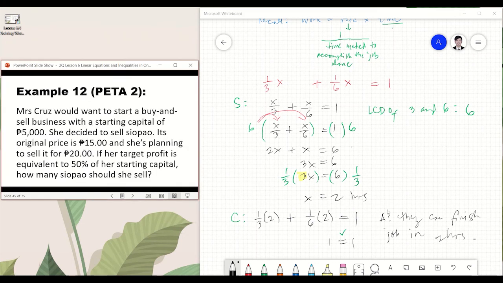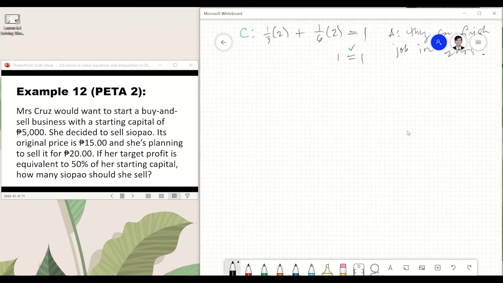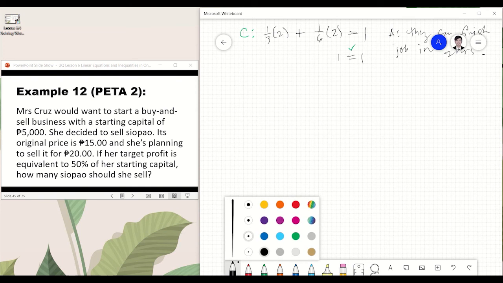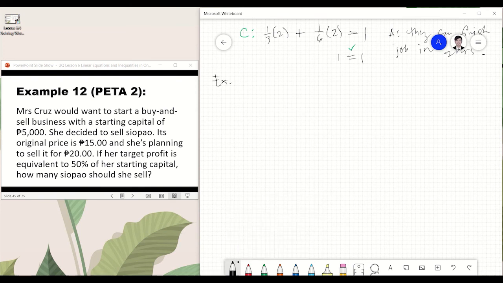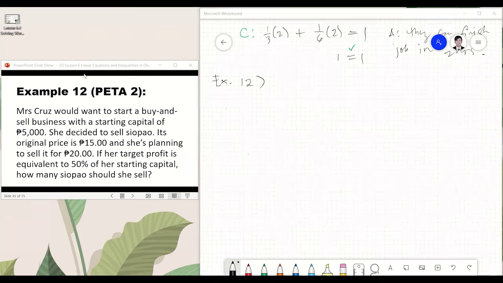Okay, let's continue with example 12. Example 12 is very important because this is what you will be doing in your performance task number 2. So it's very important to understand this. So this is related to a business problem. But this is just basic. Okay, so hindi na natin i-consider yung other factors muna. You will be dealing with that once you have your business subject. Okay? So let me read this to you.